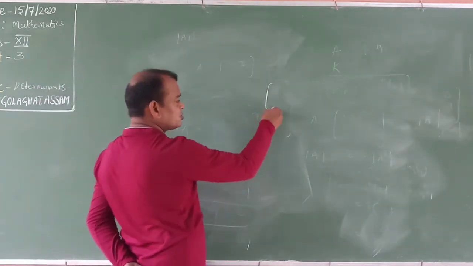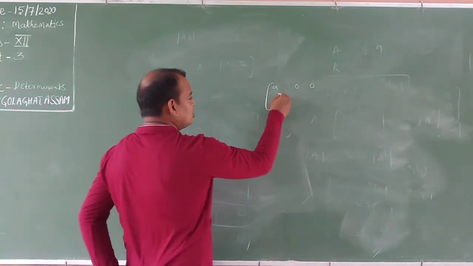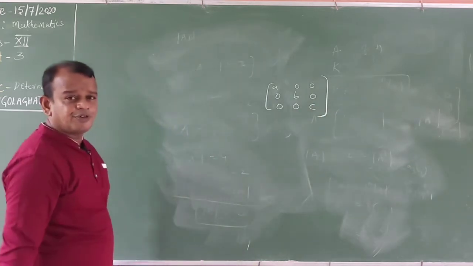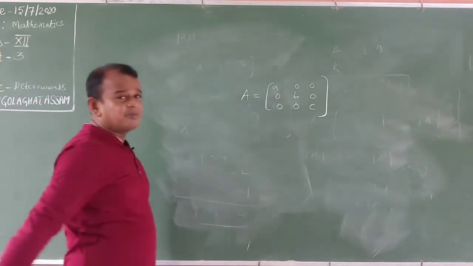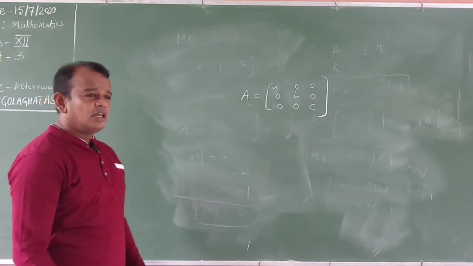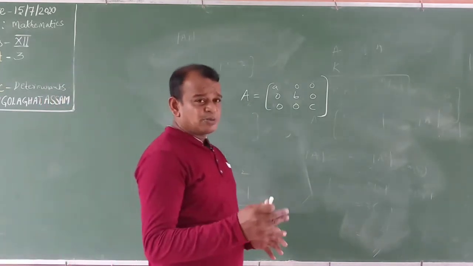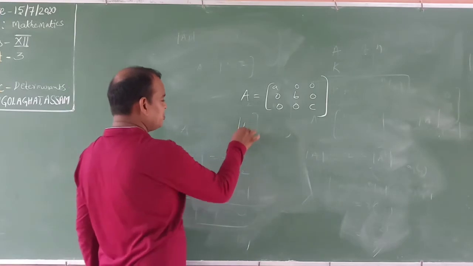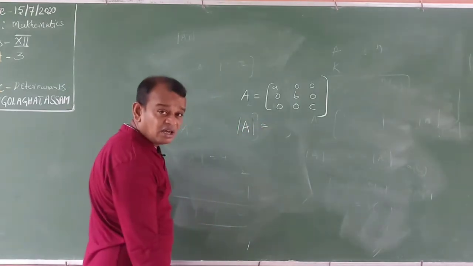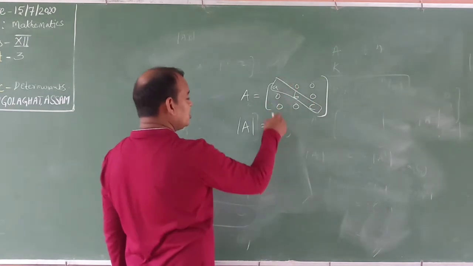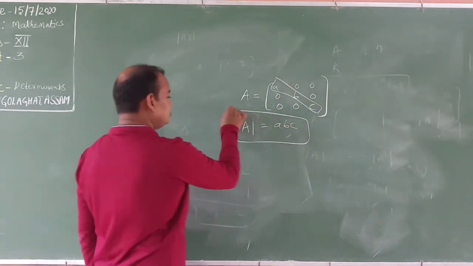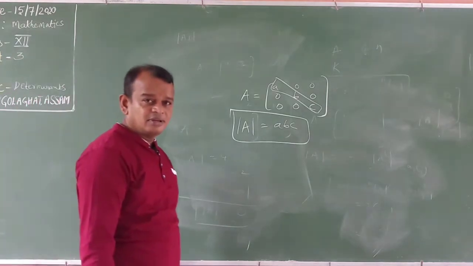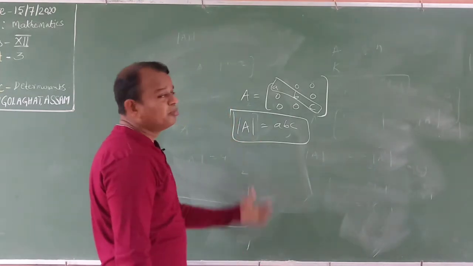Next property. Take the matrix [a, 0, 0; 0, b, 0; 0, 0, c]. This is a diagonal matrix, 100%. All the non-principal diagonal elements must be equal to 0. This is called the diagonal matrix. Now what is the determinant of A? The determinant of A is nothing but the product of the principal diagonal elements. So the determinant of A is equal to abc. Understand or not? Very, very important one.